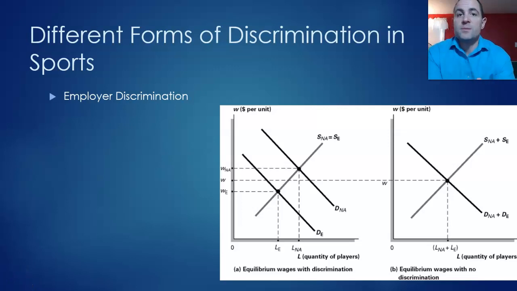In this video, we're going to talk about the different types of discrimination that are seen in professional sports. The first type is what is known as employer discrimination.